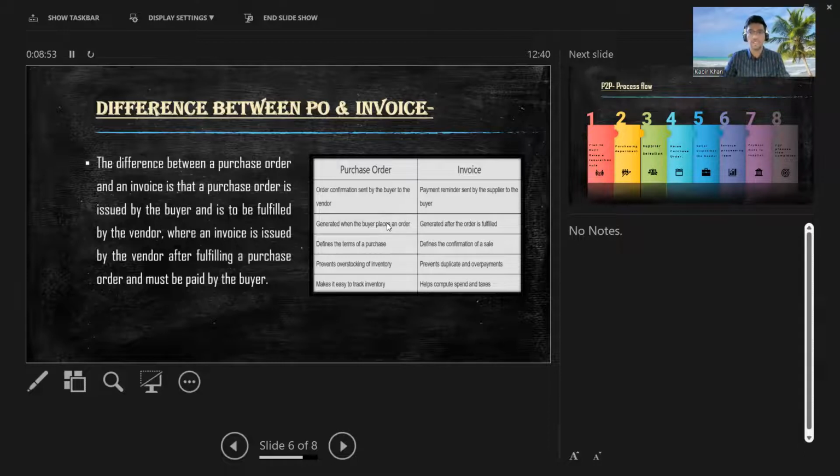For that reason, we need to match the purchase order with the invoices. The difference between a purchase order and an invoice is that a purchase order is issued by the buyer and is to be fulfilled by the vendor, whereas the invoice is issued by the vendor after fulfilling a purchase order and must be paid by the buyer. The purchase order helps prevent overstocking of the inventory, and the invoice helps prevent duplicates and overpayments. It is also easy for tracking purposes, because on each invoice we will have the purchase order number. So in short, the purchase order is issued by the buyer to the seller, and the invoice is issued by the seller to the buyer.